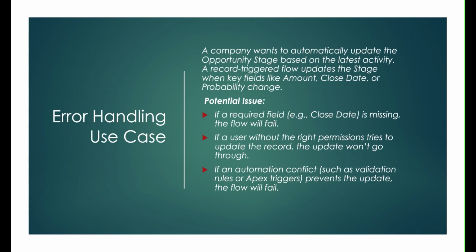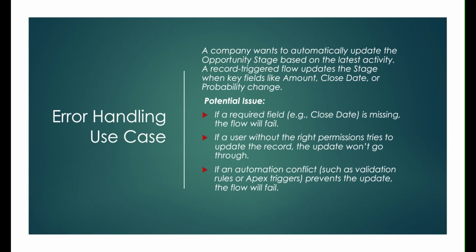All right, so let's go through the use case. Let's imagine a company that wants to automatically update an opportunity stage based on latest activity. What we will do in this case is create a record-triggered flow which updates the stage when a key field like amount, close date, or probability on the opportunity record is changed. The moment one of them is changed, it updates the stage accordingly. This runs fine, and if the flow is working as designed, it's great.